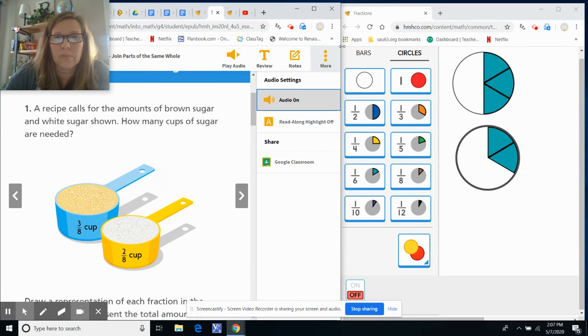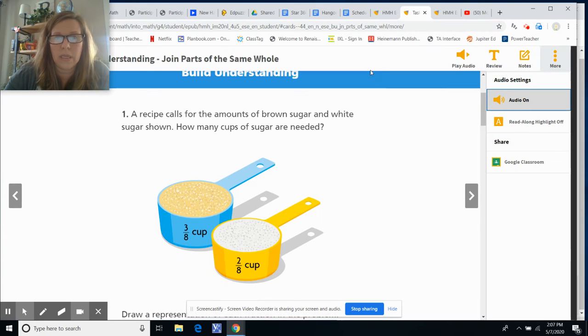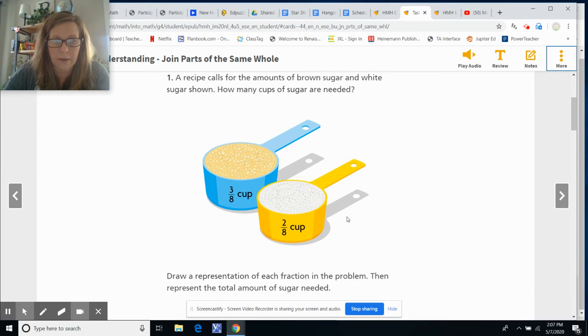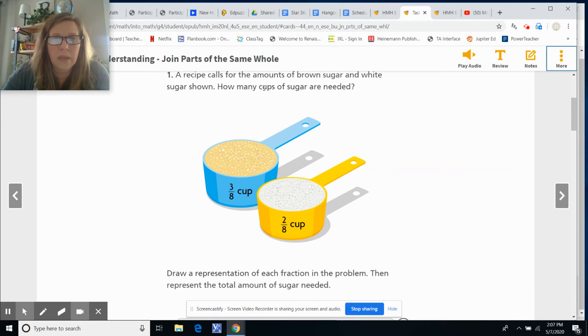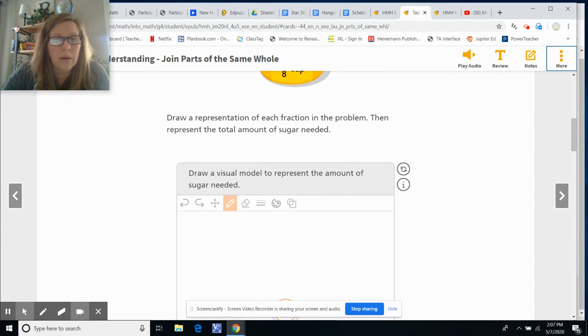I'm going to open this up. Go a little bit further out because we're not going to need those right now. All right, so we have a recipe that calls for brown sugar and white sugar. And here are the amounts right here on the front of the cup. So here's 3/8 of a cup of brown sugar and 2/8 of a cup of white sugar. And they want you to draw a representation of each fraction in the problem above, then represent the total amount of sugar.